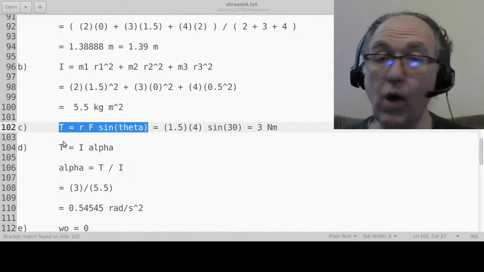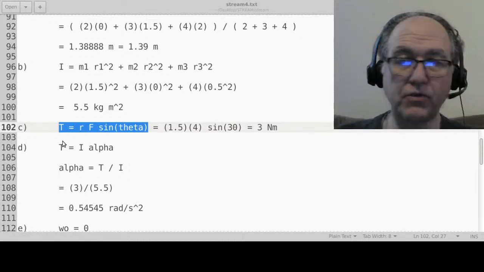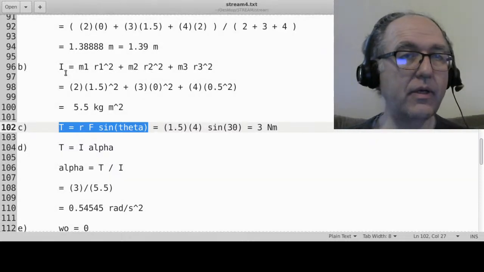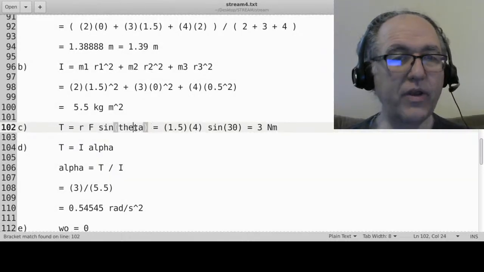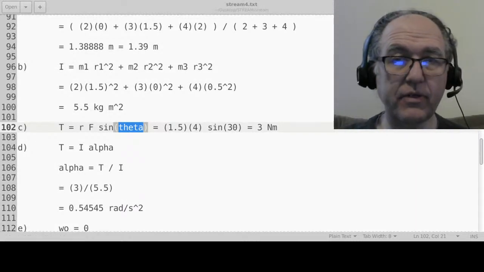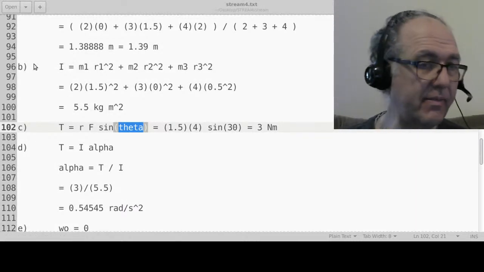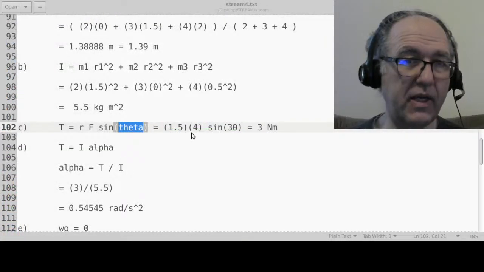Tau, I know it looks like a T, but in my word editor I can't do tau. Tau is equal to R F sine theta, where theta is the angle that the r vector makes with the F vector. Well, the r vector was along the x-axis. Let me look and show you again. The r vector, which is in green, is along the x-axis. The F vector there is at 30 degrees to it. So that's the angle that you use in there.